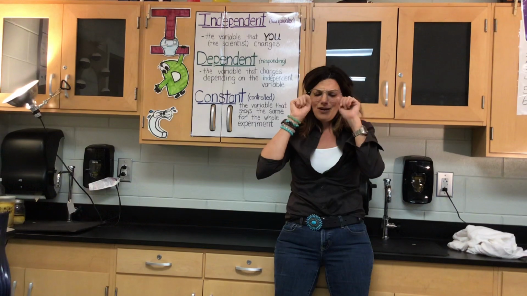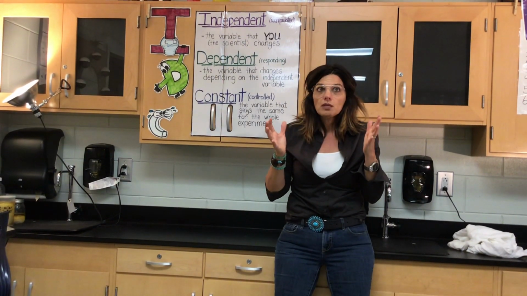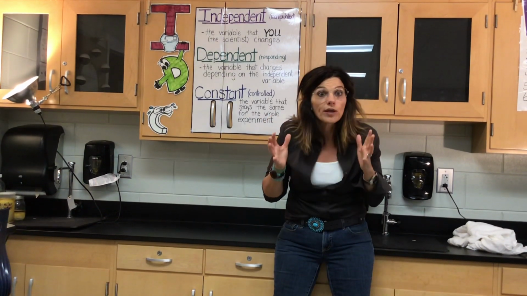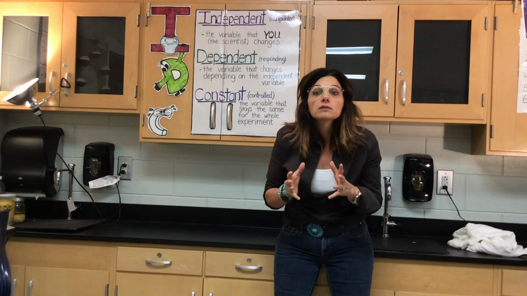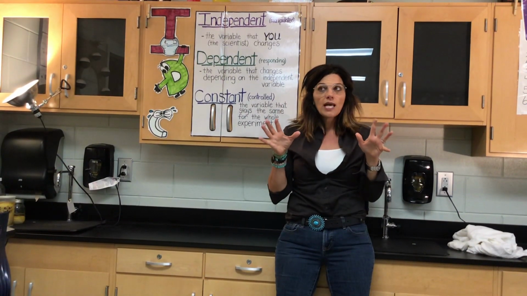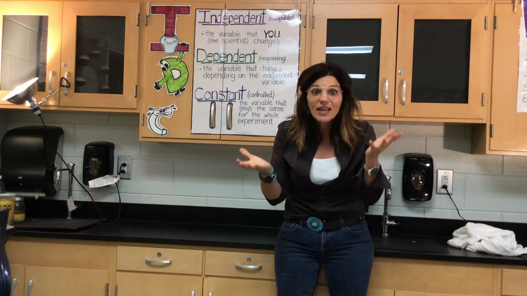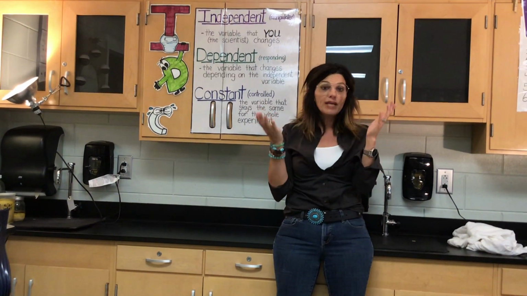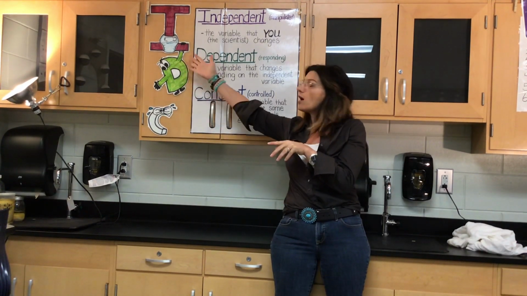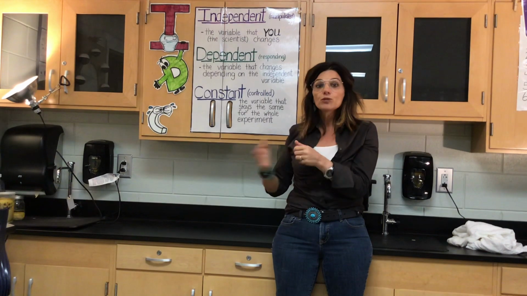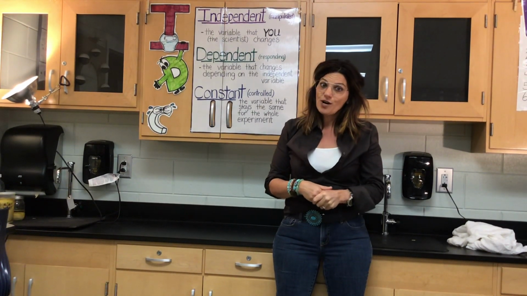And then a constant variable. What do you think a constant variable could be in this experiment? Soil. Can't change the soil. The amount of water. Can't change the amount of water. And anything else you can think of that you would have to keep the same. Oh, the same plant. Yes, if you were doing lima bean plants, you have to have the same lima bean plant. So hopefully this will help you a little bit in helping your students remember what the independent, dependent, and constant variables are.